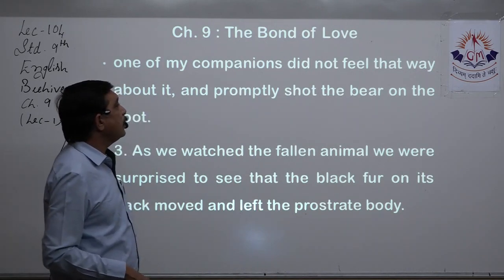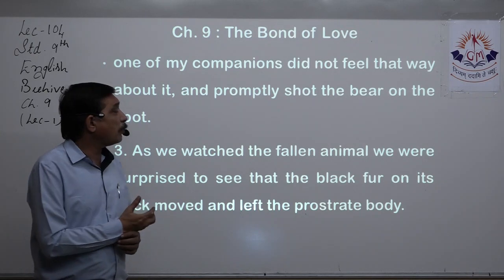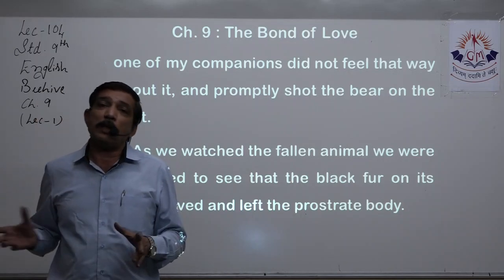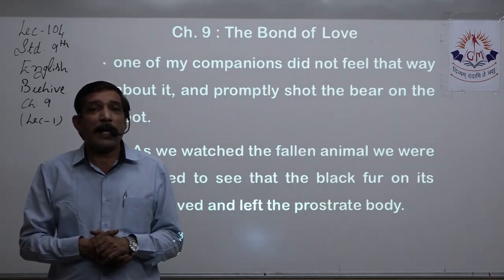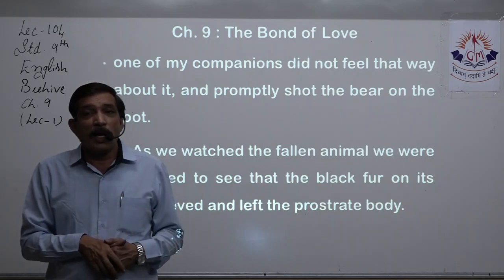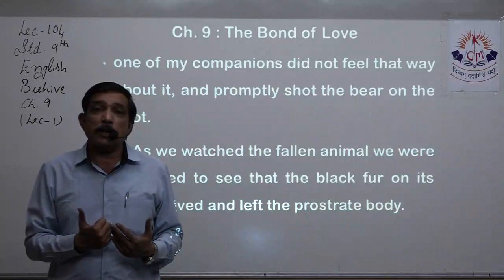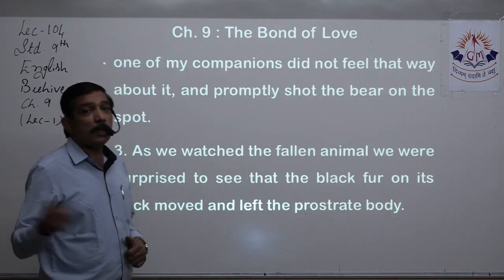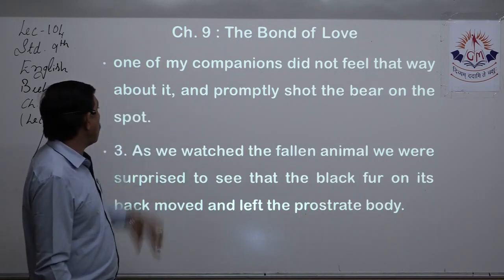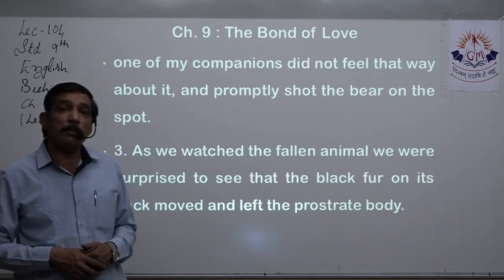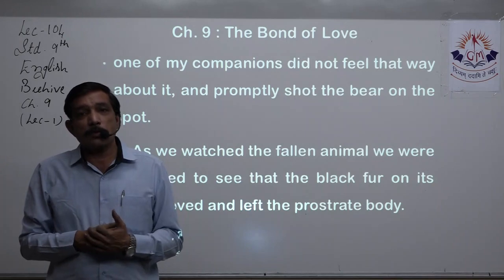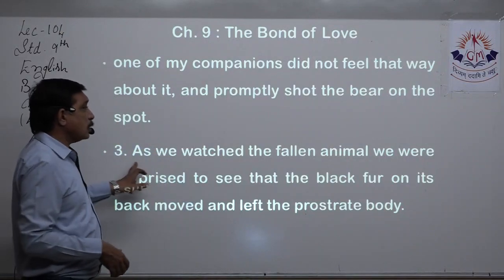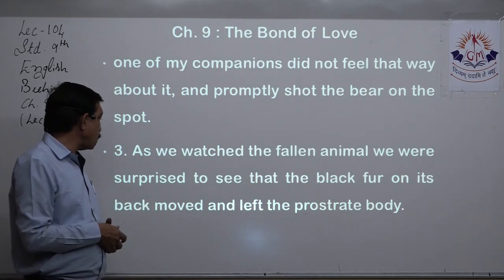One of my companions did not feel that way and promptly shot the bear on the spot. It came out of the field, it was quite near to me, I recognized it, and I would not shoot. But one of my companions didn't know about the sloth bear, and couldn't have my view of it, and might have got frightened, or just saw a wild animal come outside that we don't know anything about, because it might be all Britishers over there, and shot it promptly, immediately, without wasting a minute or a second. Shot the bear on the spot. That means the shooter must have been quite near, and when the gun was fired, the bear died immediately on the spot.